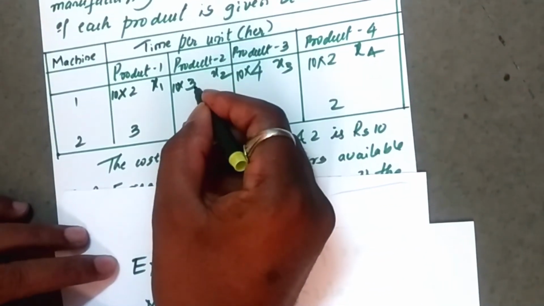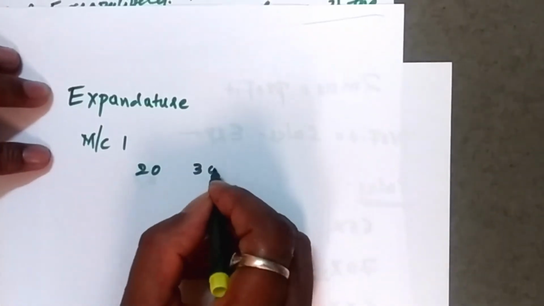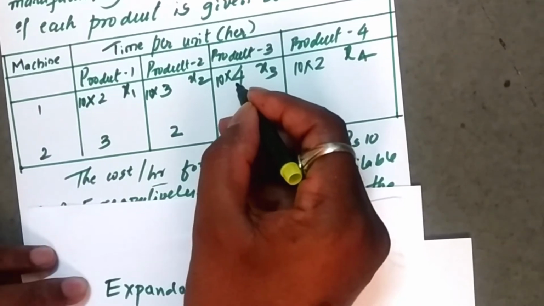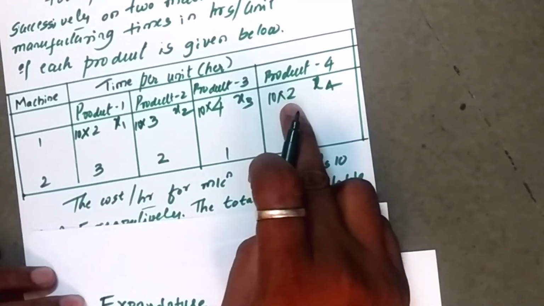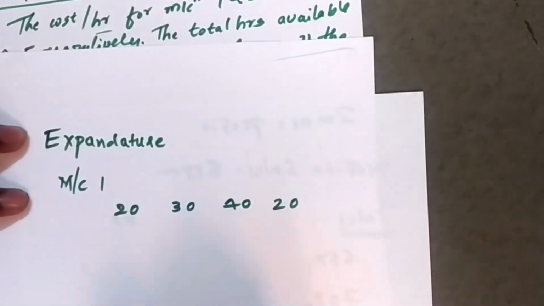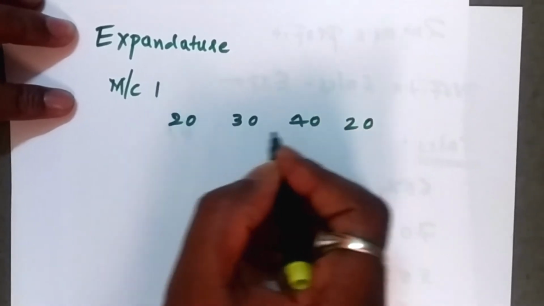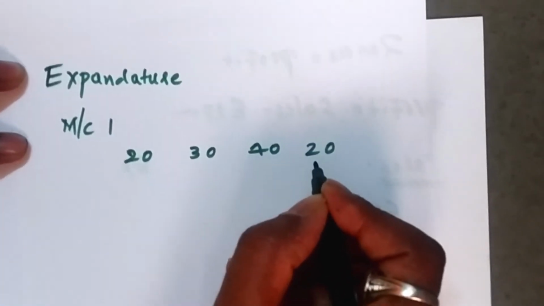Next, product 2, they need 3 hours. So 1 hour 10 rupees, 3 hours 30 rupees. For product 3, 4 hours are required. For 1 hour it is 10 rupees, so it is 40. Similarly the last one, product 4, they need 2 hours. So 1 hour is 10 rupees, so total is 20. Clear? So 20 rupees on product 1, 30 rupees for product 2, 40 for product 3, and 20 rupees for product 4. This is for only a single unit.